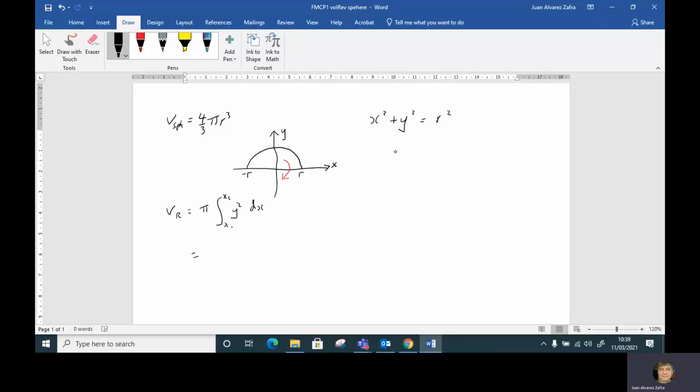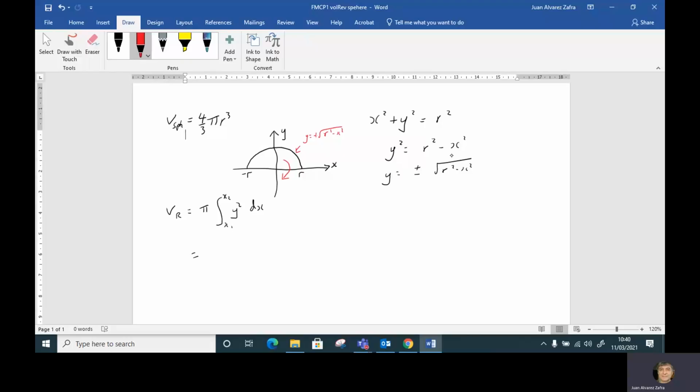Okay, so here, if we rearrange, we get y squared equals r squared minus x squared. And if we square root, we get y equals plus or minus the square root of r squared minus x squared. And now, what I want you to note is that the top bit here has equation y equals the positive square root of r squared minus x squared. And if we wanted the bottom part of the circle, that would have the equation y equals minus the square root of r squared minus x squared, okay?